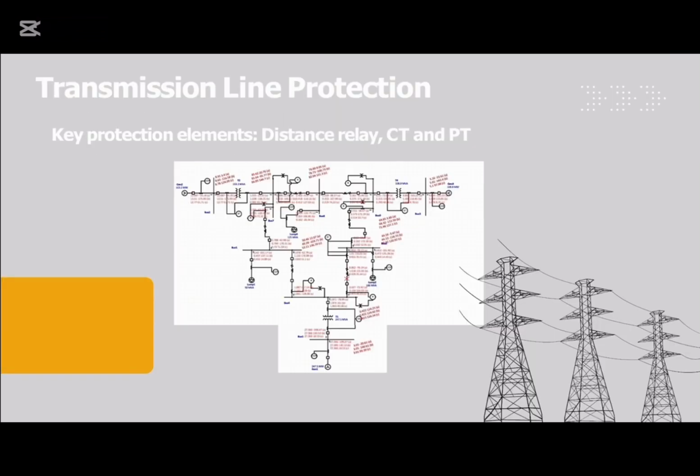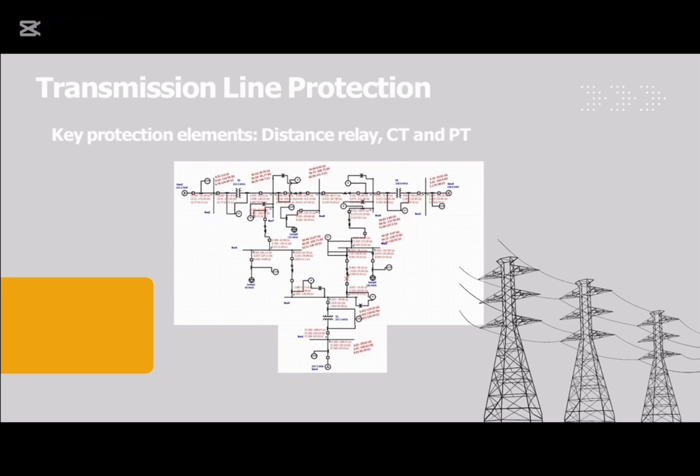Now, let's talk about the transmission line. These are the long-distance highways of electricity, and they are very exposed to faults like lightning strikes, line contact, or environmental conditions. So they need a special kind of protection that can locate the fault quickly, even if it's far away. That's why we use distance protection, which relies on impedance measurement.